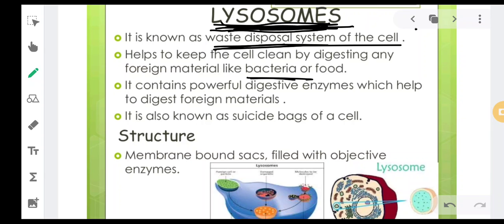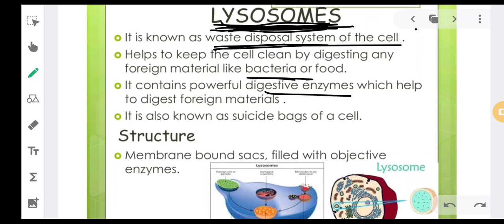It contains powerful digestive enzymes which help to digest foreign material. So it has enzymes, it has chemicals inside it. If any harmful substances come, these chemicals will try to digest them, they will try to kill these bacteria or any of the harmful substances which enter the cell. They are also known as the suicide bags of the cell.